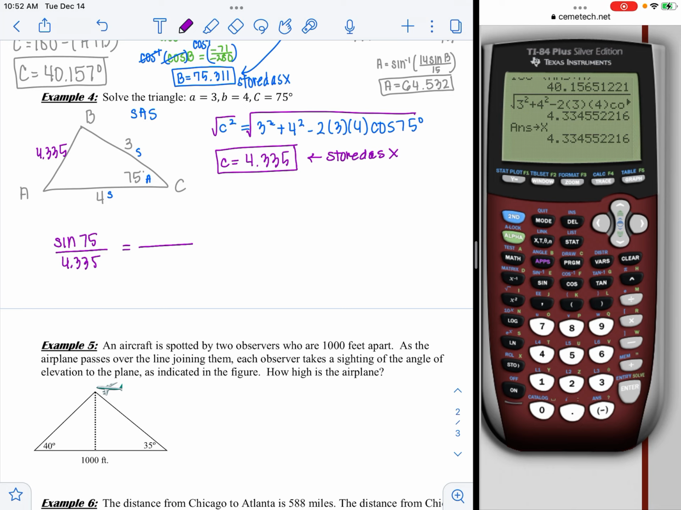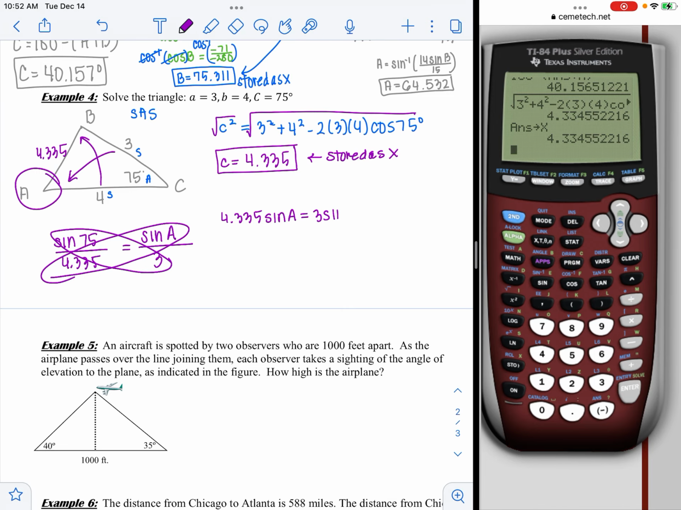All right, and now I need to find the smallest angle. So which angle is smaller, opposite of 3 or opposite of 4? Opposite of 3. So I'm going to find angle A next. So I'm going to do sine of angle A over 3. And now I'm going to cross multiply and solve for angle A. So 4.335 times the sine of angle A is equal to 3 times the sine of 75.